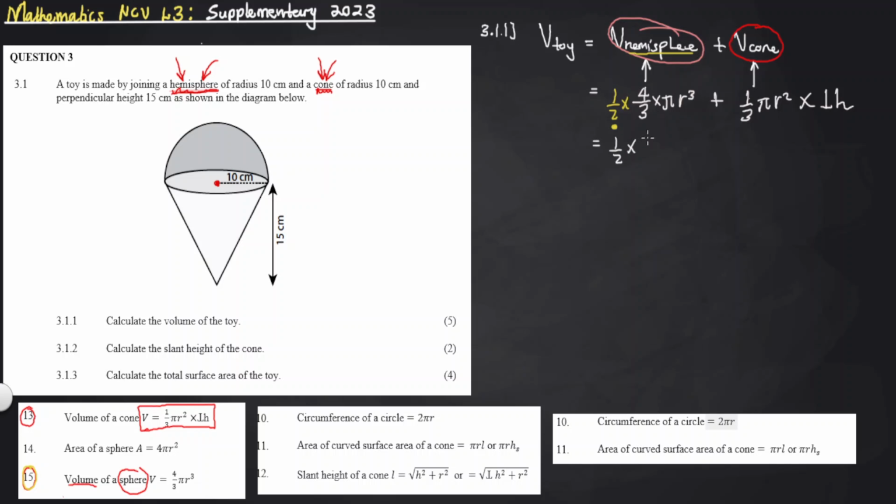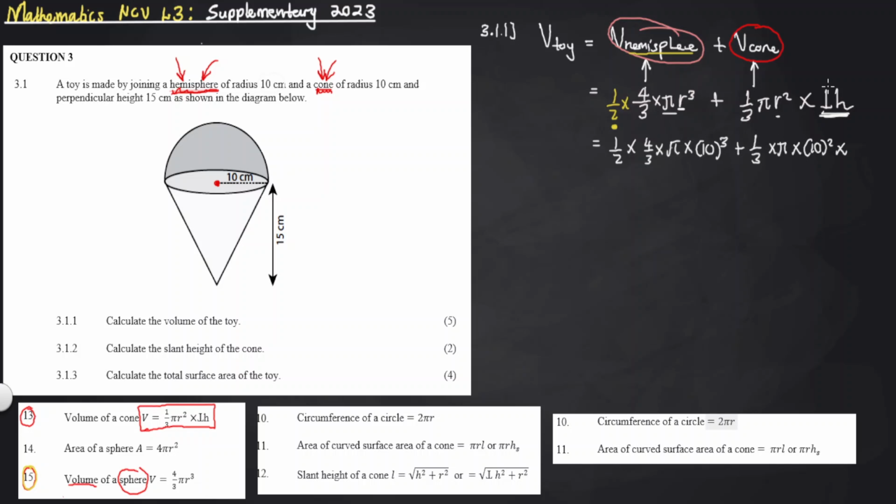So it's half of 4/3 multiplied by pi. I'm just going to punch pi on the calculator as is, multiplied by the radius. The radius of the hemisphere, we are told, is 10 centimeters. So I'm going to substitute 10 cubed, plus 1/3 multiplied by pi, and the radius is also 10 for the cone, squared, multiplied.